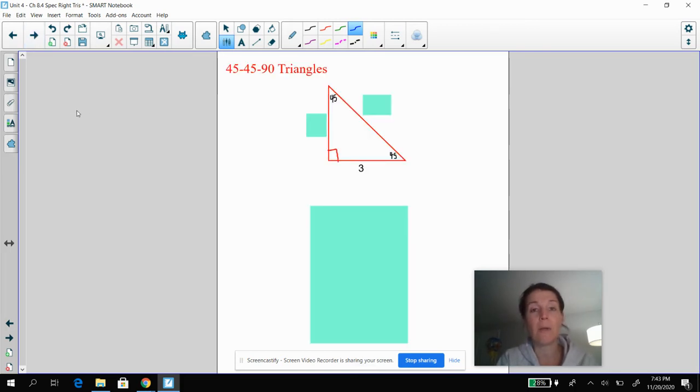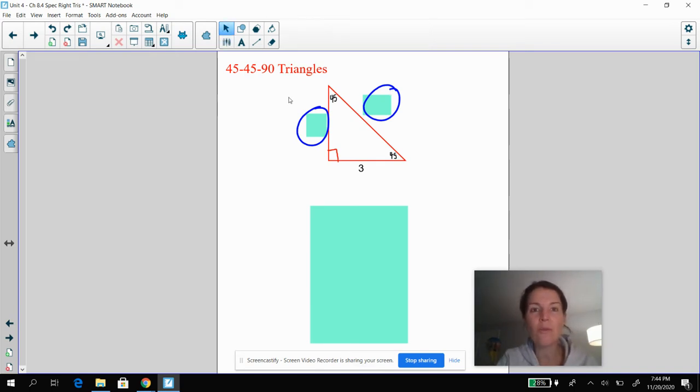All right, so those are the two right triangles we're going to talk about today. The first one is a 45-45-90 triangle. I want you right now to pause the video and fill in these blank spots. Tell me what this side would be and what this side would be, just using your knowledge of right triangles. Go.